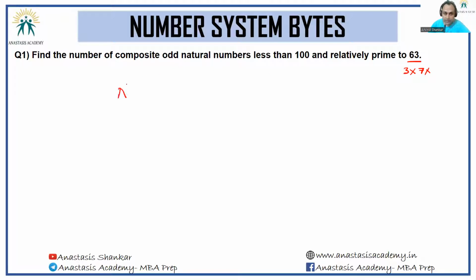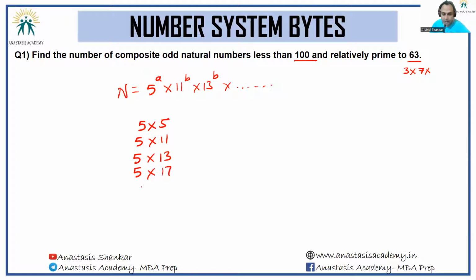So the number thus created will not have 2, will not have 3, can have 5, will not have 7, can have 11, can have 13, can have whatever other prime numbers. So we simply have to see numbers less than 100 that can be composed of these prime numbers. The first number that we can see is 5 into 5. The next number is 5 into 11. Then you have 5 into 13, then 5 into 17, then 5 into 19.